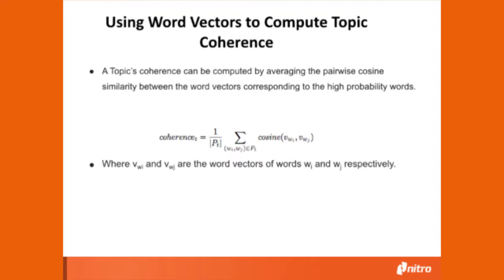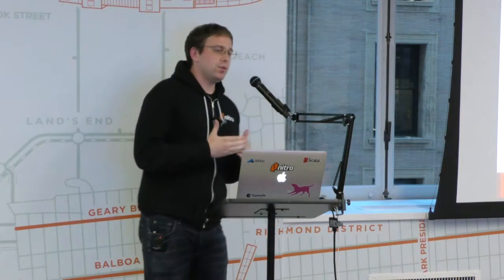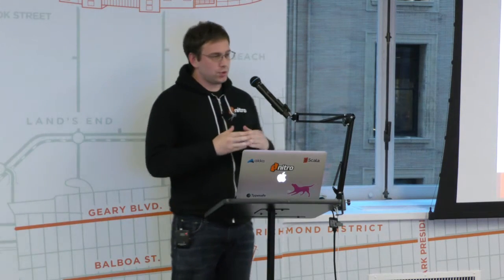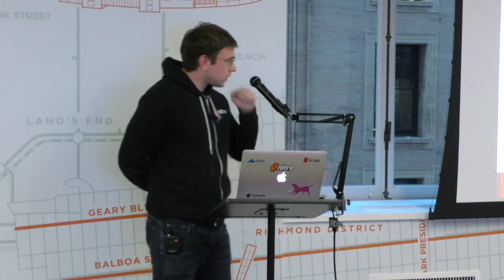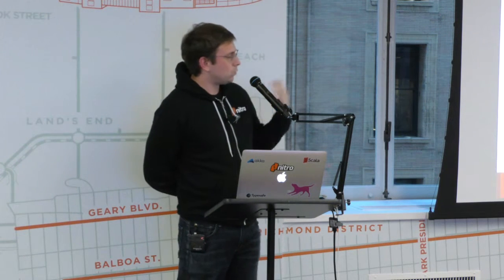Right, so we can use this to evaluate the coherence of the words within a topic, or the human interpretability. So basically the general formula is you take the high probability words within the topic, and then you compute the average pairwise cosine similarity between those words' corresponding word vectors. So basically, topics with high coherence should be highly human interpretable.